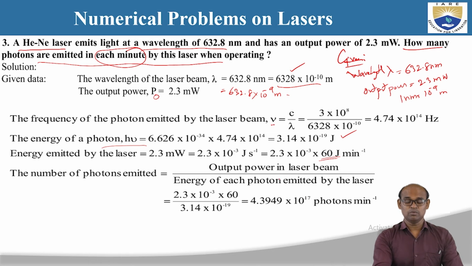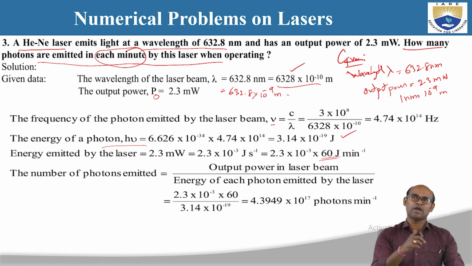Total output power. What is the output power of the laser beam? That is given as 2.3 milliwatts. Now we know the laser beam is nothing but it contains many photons. So total output power divided by energy of each photon, then you will know the total number of photons. Laser beam is nothing but many photons. So you are getting the number of photons coming out, that is nothing but the laser beam.